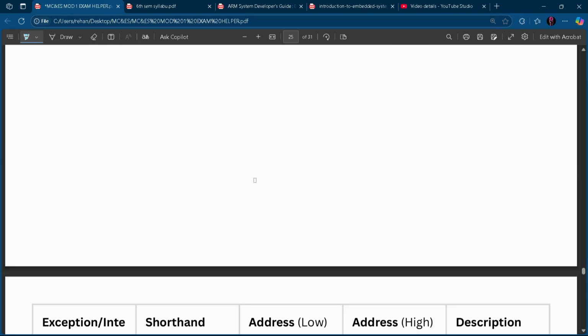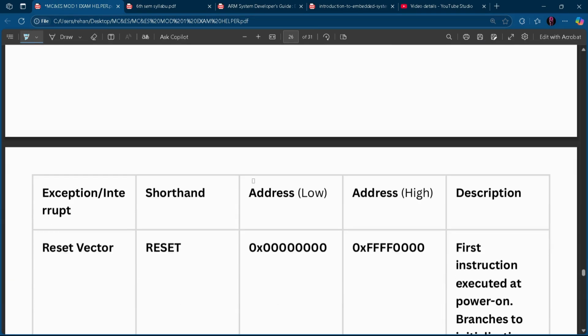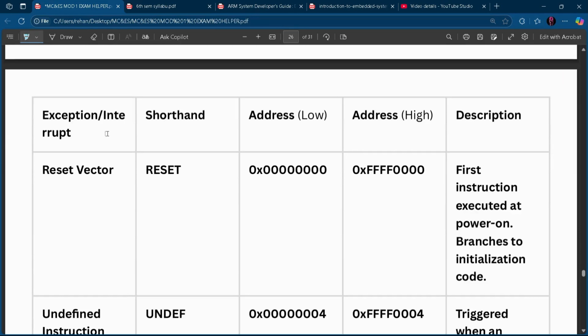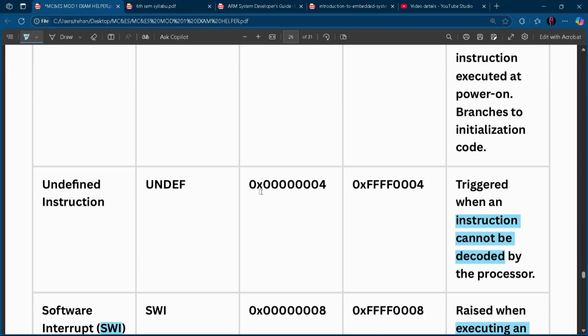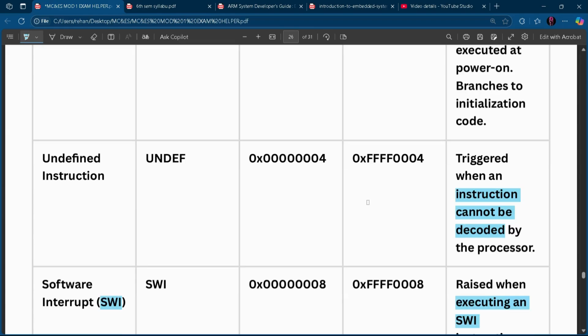Types of exceptions and interrupts. You can see here the reset vector. It is either an exception or an interrupt. The abbreviation, the short form, is reset, and the address is all zeros. It is whenever you power on the system, the boot: the first instruction executed at power on. It branches to initialization code. Then you have undefined instruction. It triggers when an instruction cannot be decoded by the processor.